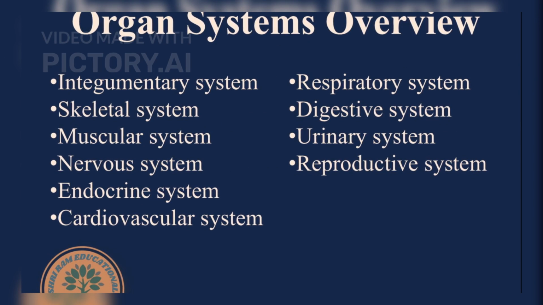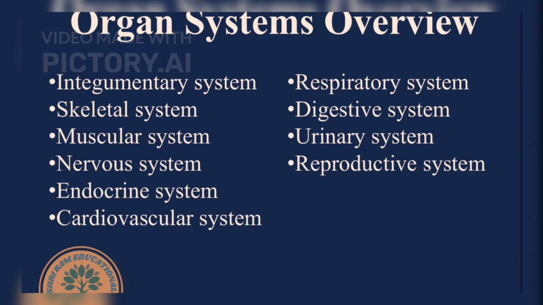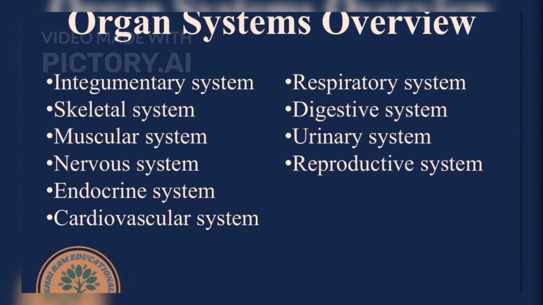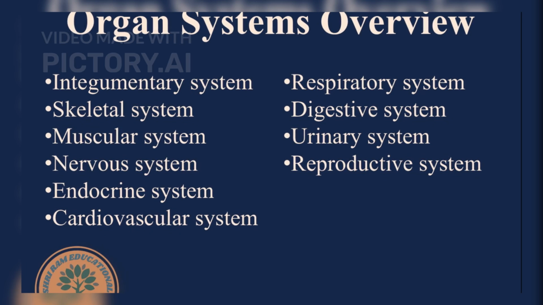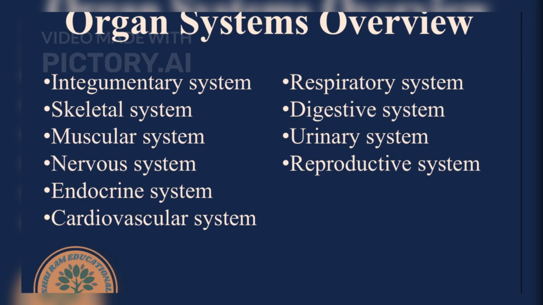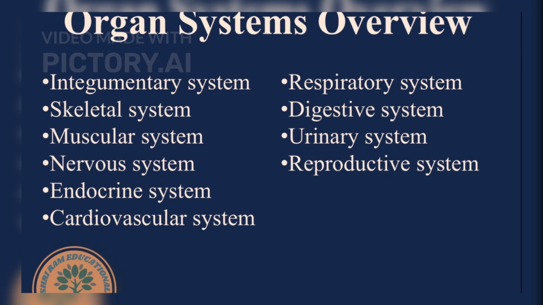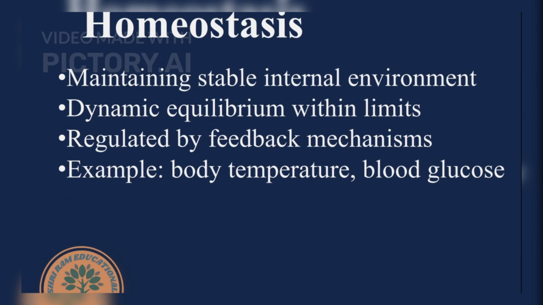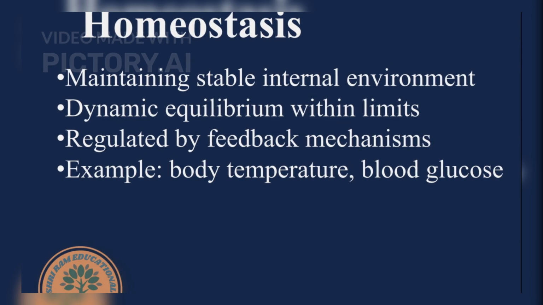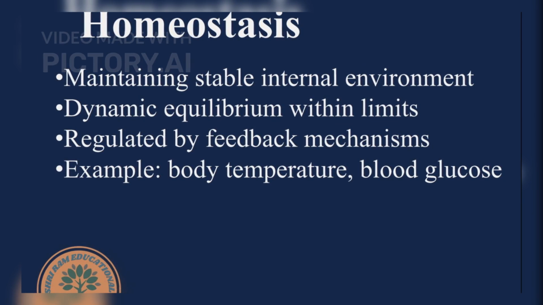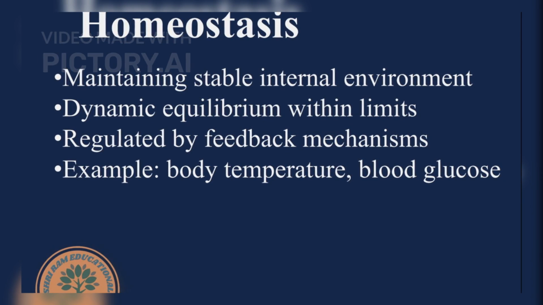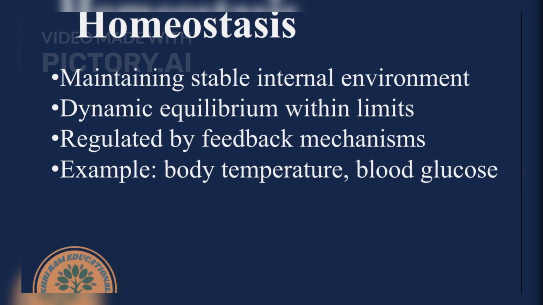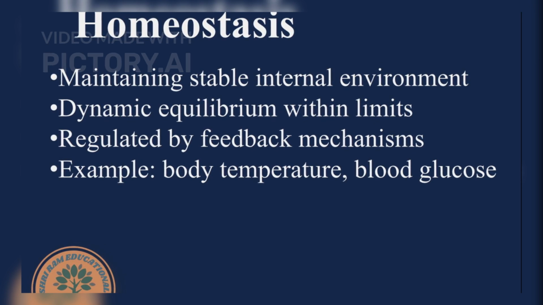The human body comprises various organ systems, including the integumentary, skeletal, muscular, nervous, endocrine, cardiovascular, respiratory, digestive, urinary, and reproductive systems, each with specific functions. Homeostasis is the body's ability to maintain a stable internal environment despite external changes. It involves dynamic equilibrium regulated by feedback mechanisms, crucial for processes like body temperature and blood glucose regulation.